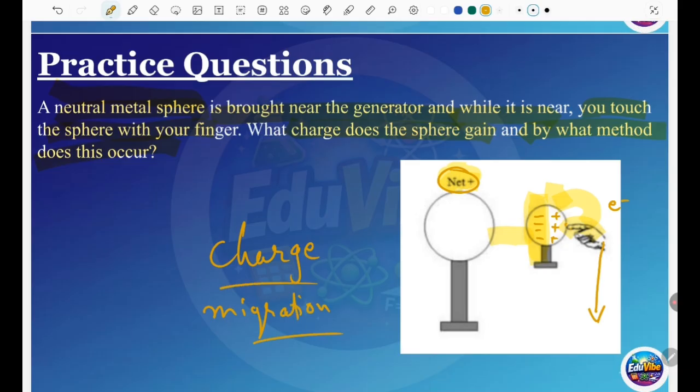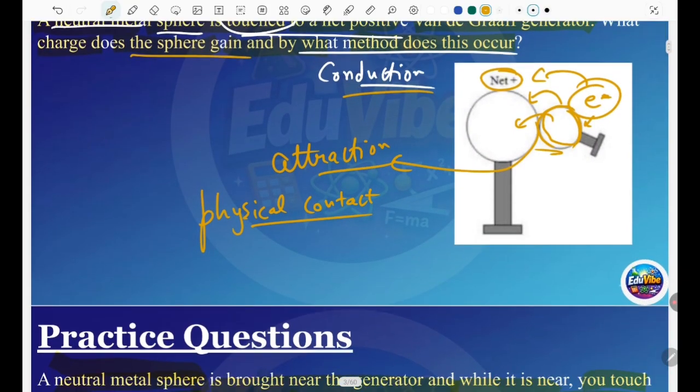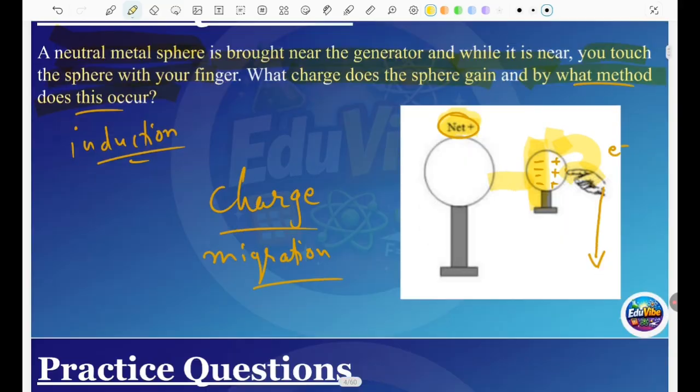So overall, the sphere will gain a negative charge, and by which method? The method is induction. When it is under direct contact, this means conduction. If not, if it is close to the generator, or we do the grounding, that means it's induction. So that's how you can identify which question is conduction or which is induction. Friction is when we do rubbing, when rubbing is involved in the question.